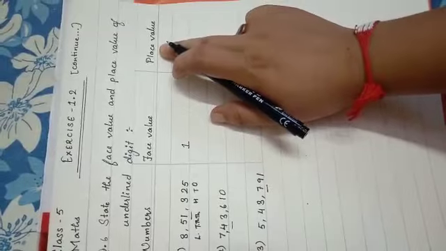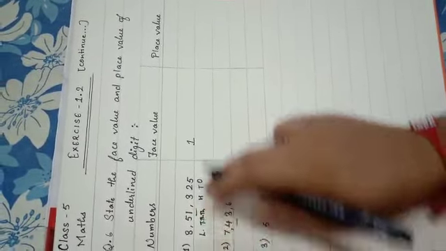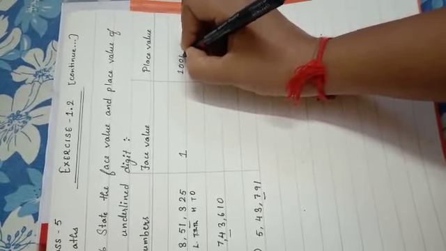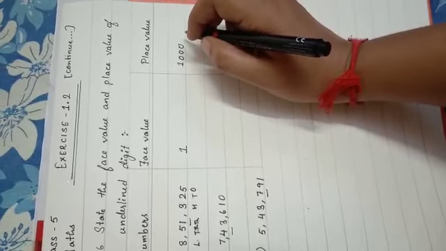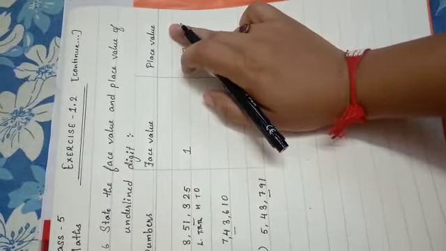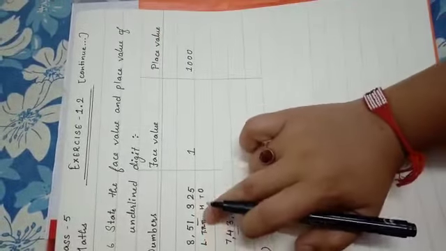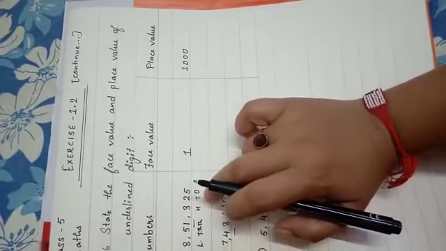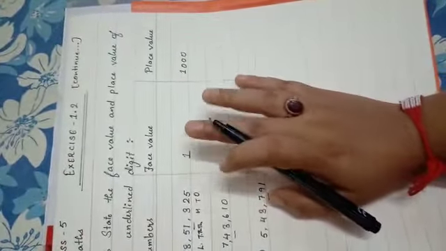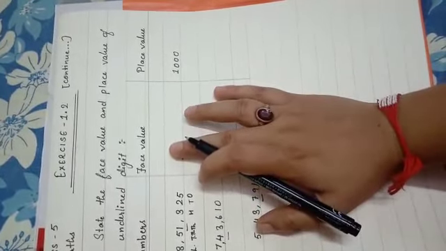And the place value will be, as the 1 is at thousands position, 1000, which has 3 zeros. Understood the difference between face value and place value? In place value you have to see the place value order, and in face value you don't have to worry about zeros and place value. You have to directly write that number only.